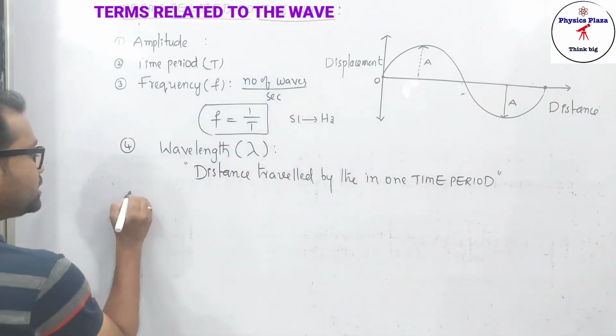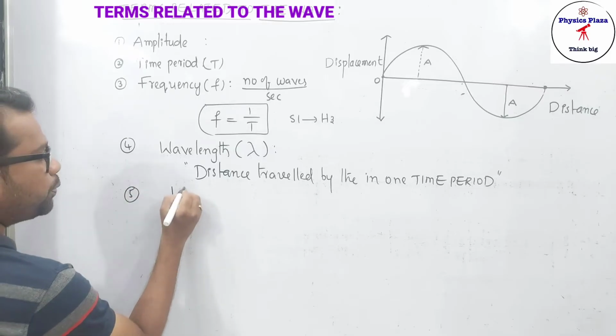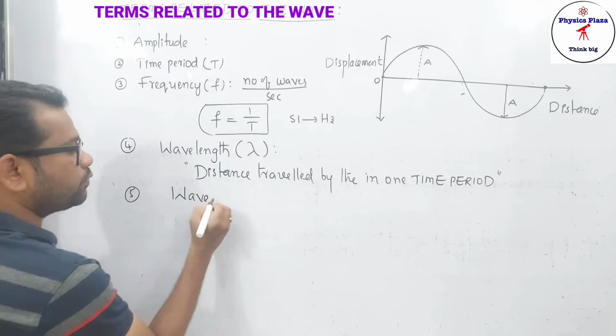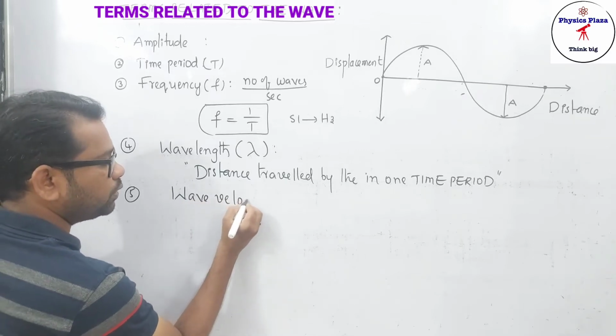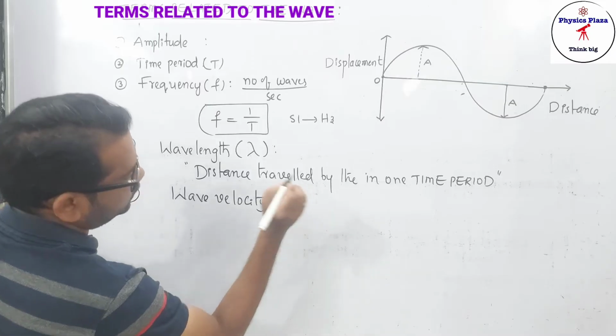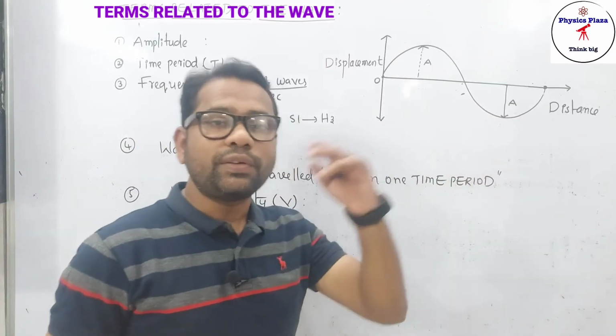Now children, let us see wave velocity. This is a point where many students have confusion. So wave velocity, is it capital V or small v? Okay, capital V we can take. So what is the wave velocity, children?